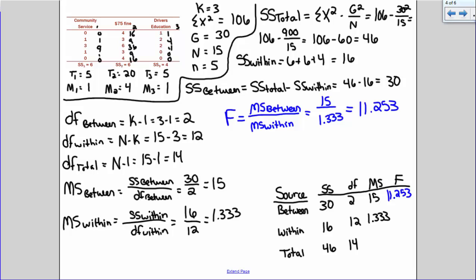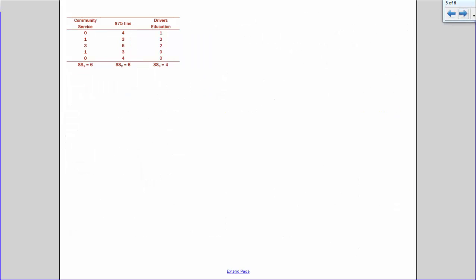11.253. So the differences due to the independent variable are 11.253 times larger than the differences just due to random differences within groups. You can kind of think of it that way to keep it simple. All right, that's step 3. We need to go back and do step 1, 2, and 4.